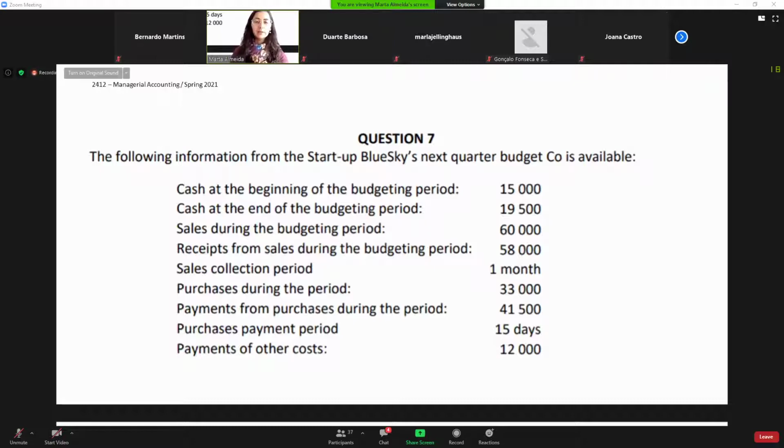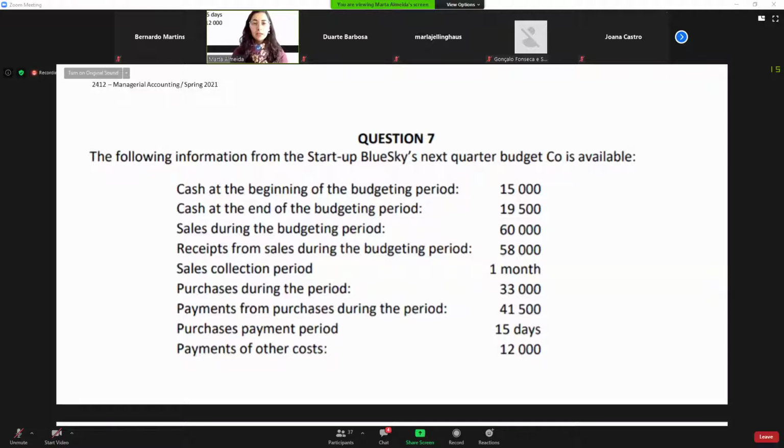And then on the exercise, they are asking us, so you can open the exam there on Moodle, and they are asking us information on, let me open. So first question is the value of receivables at the beginning of the budgeting period. So basically they want us to calculate on this exam question the value of receivables at the beginning and at the end of the budgeting period, and also the value of payables to suppliers at the beginning and at the end of the budgeting period.